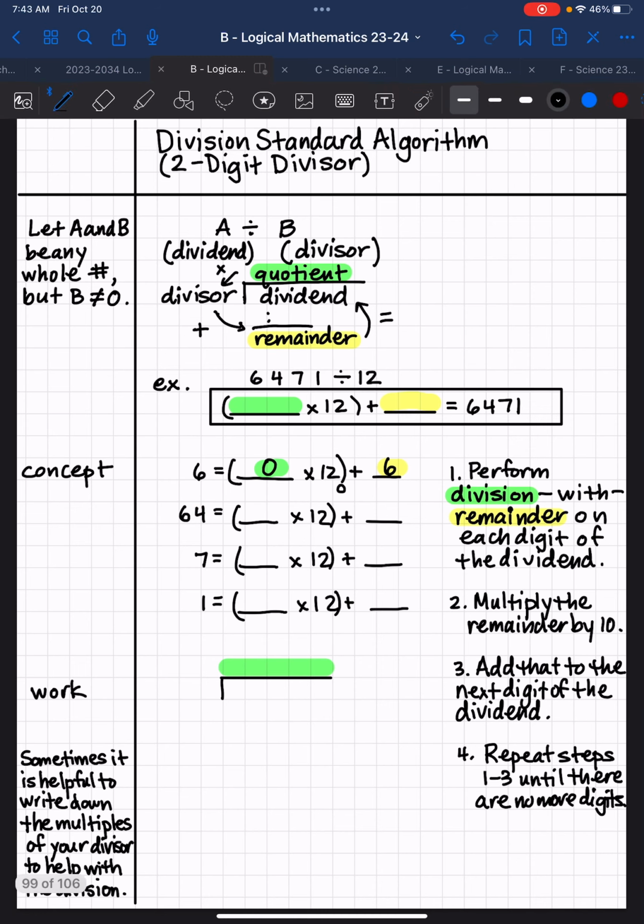I might not know my multiples of 12, so off to the side, I'm going to do some guess and checking here. So I know this number is only going to be a single digit number. It's either going to be 0 through 9. But I know that 10 is a double digit number, and 10 times 12 is 120. So I know that half of that is 60. So then 5 times 12 is 60. Let me try that. Let me try 5 times 12.